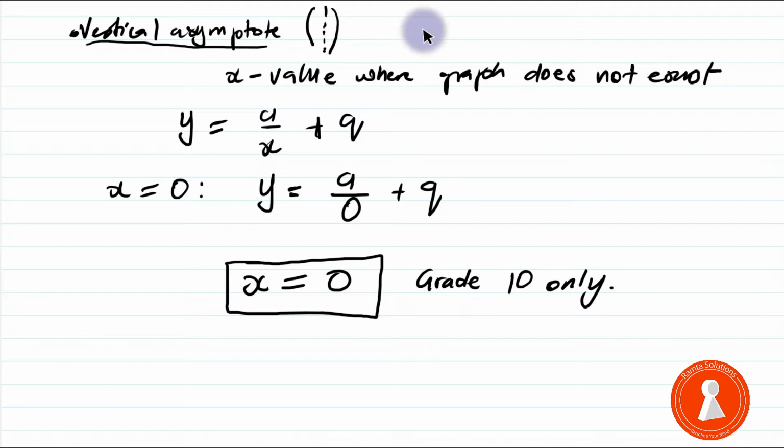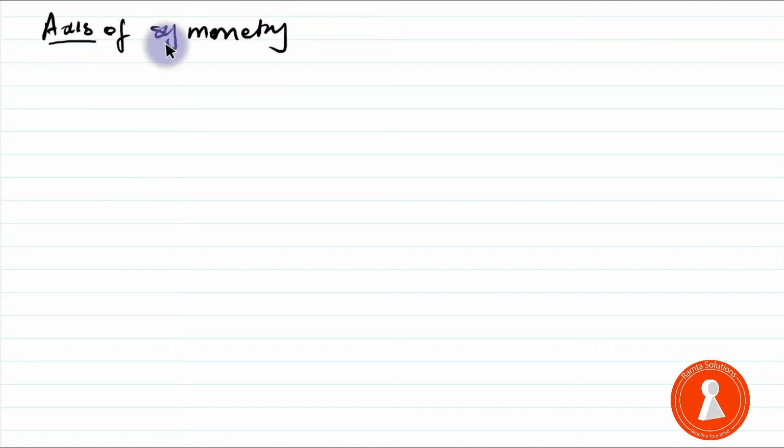Now let us look at our graphs. I want to basically summarize our graphs, but before that, let me look at the axis of symmetry. Now let's look at the axis of symmetry. Let me begin with your standard hyperbola.